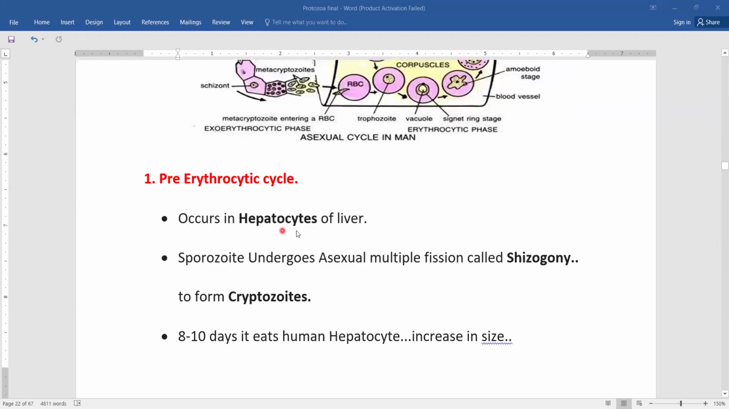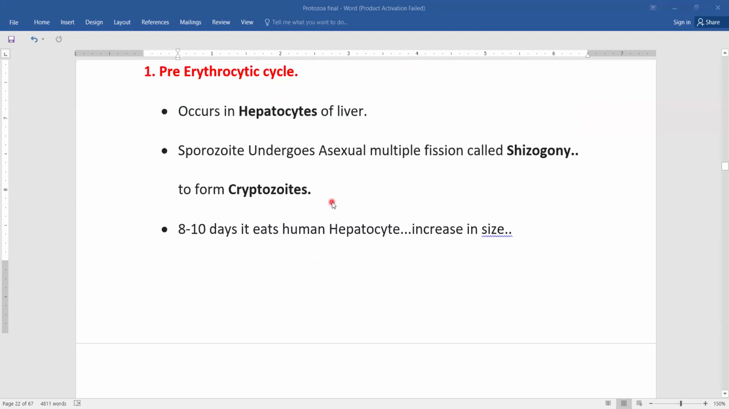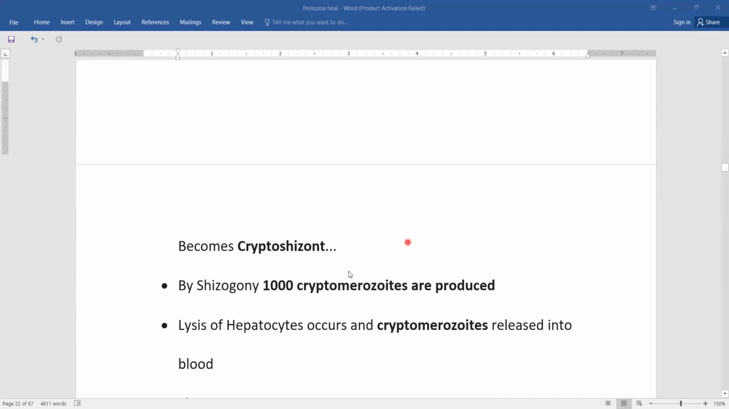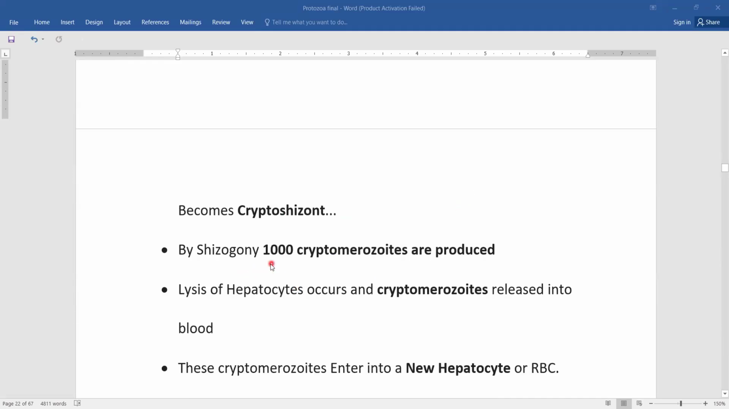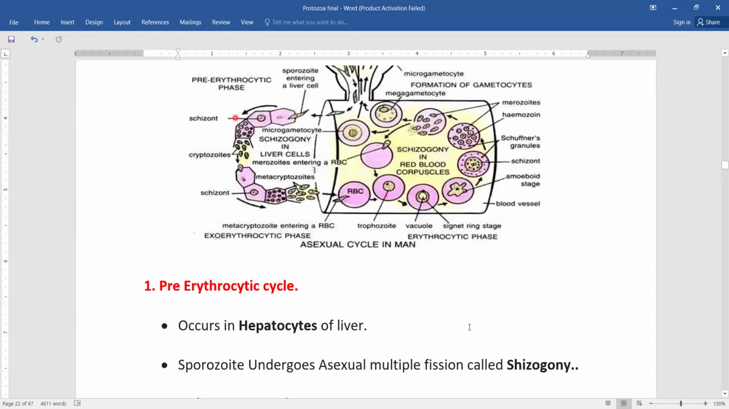Pre-erythrocytic cycle occurs in hepatocytes of the liver. Okay, sporozoite undergoes asexual multiple fission called schizogony to produce cryptozoites. Okay, 8 to 10 days it is completed. It eats human hepatocyte and increases in size. Ultimately it is converted into a cryptoschizont to produce 1,000 cryptomerozoites. That is this one.